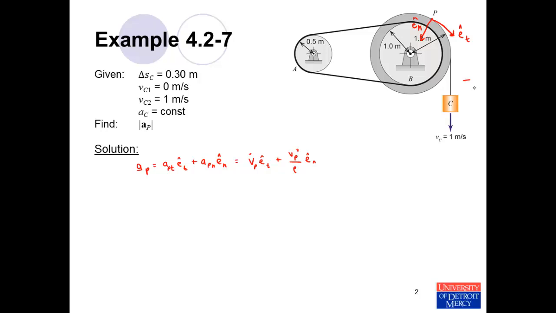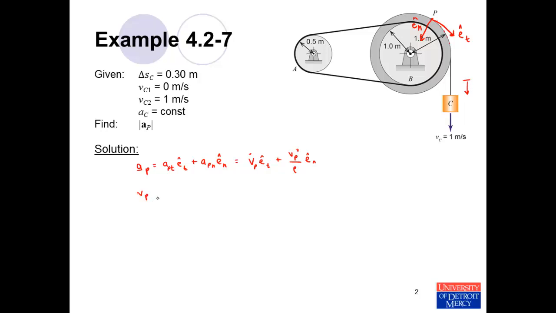Specifically, however much point C moves downward, that's exactly equal to the displacement of point P along the curve. And so since they experience the same displacement over the same amount of time, that means that they have the same velocity.